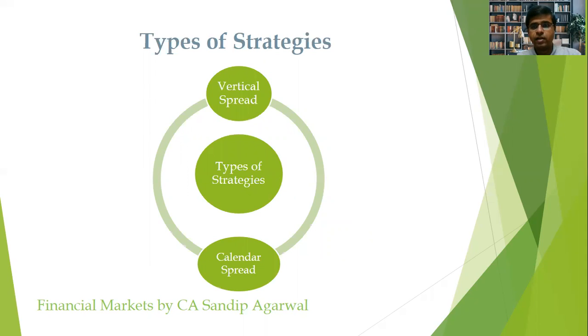And like as I explained earlier, there are basically 2 types of strategies. One is vertical spread and another is calendar spread. Till now, we have discussed only the vertical spread strategies. Even in this video also, I will be covering 2 strategies under the vertical spread. And then maybe in the upcoming videos, I will cover the calendar spread as well.